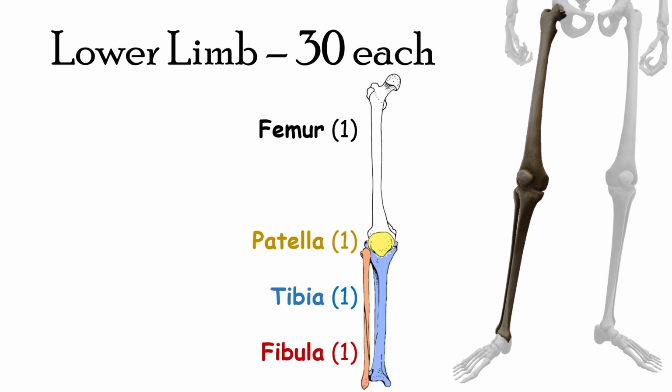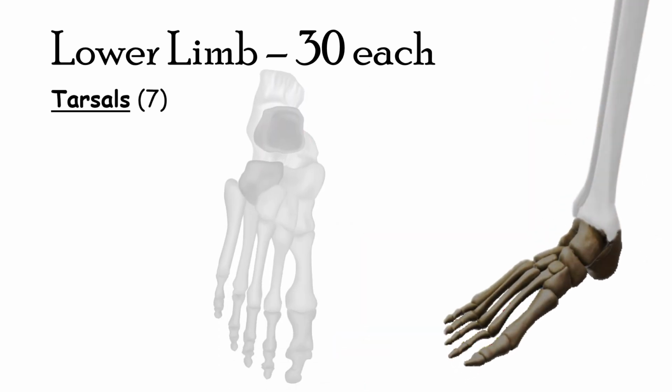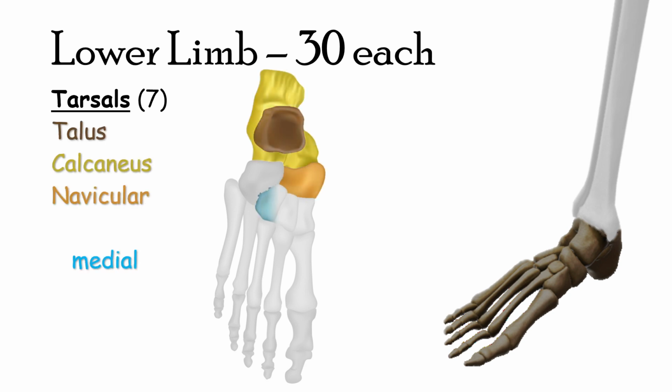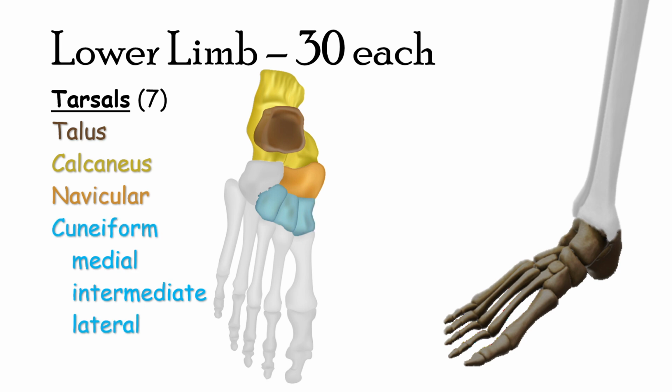Fibula stabilizes ankle and supports muscles of lower leg. Tarsals are a set of 7 irregular bones that form ankle, support weight, and enable foot movement. They are talus, calcaneus, navicular, medial, intermediate, and lateral cuneiform and cuboid.